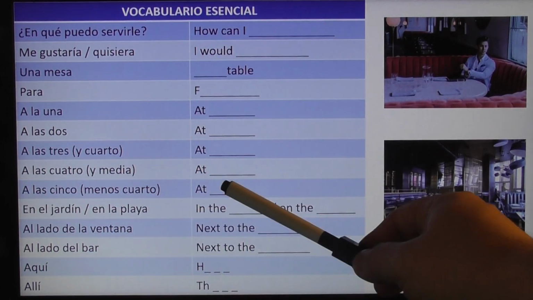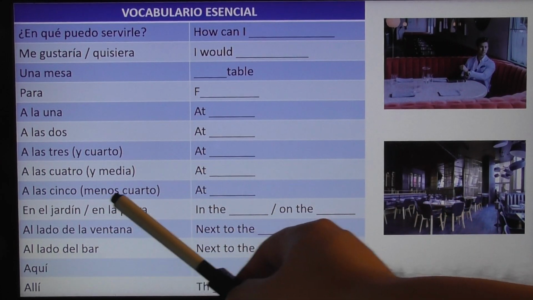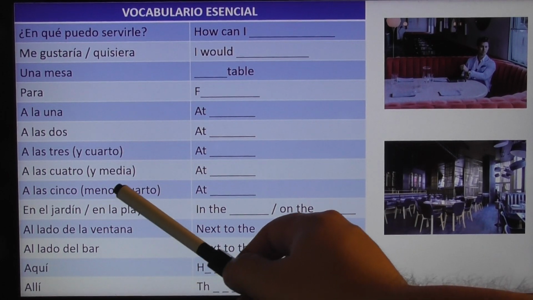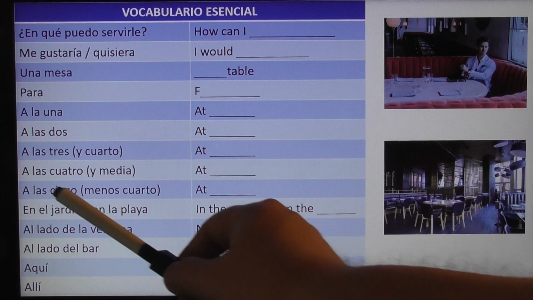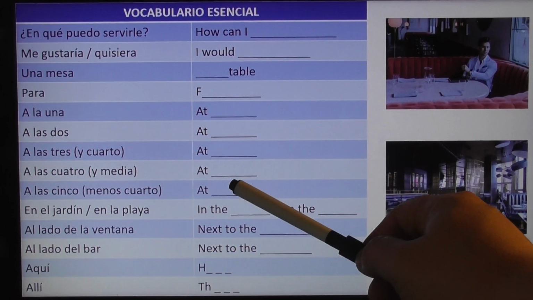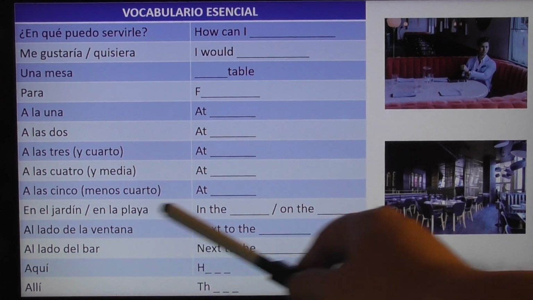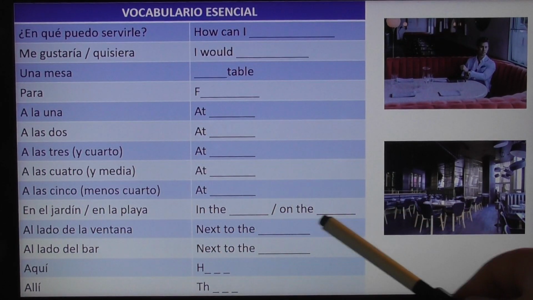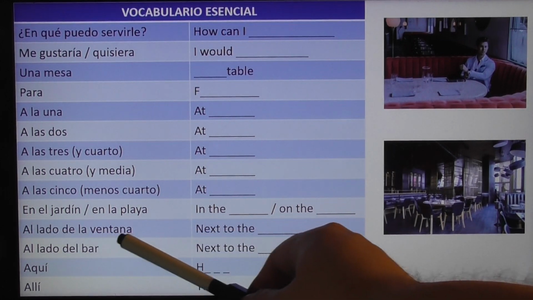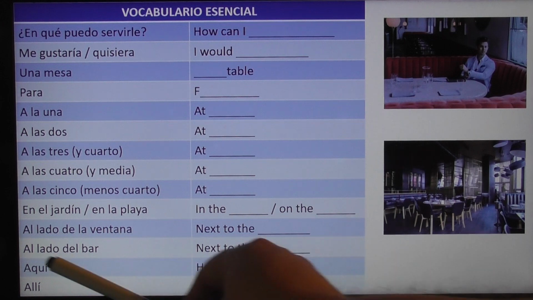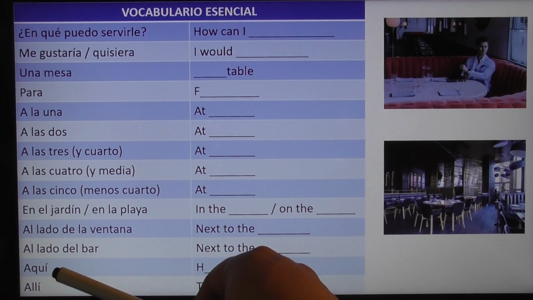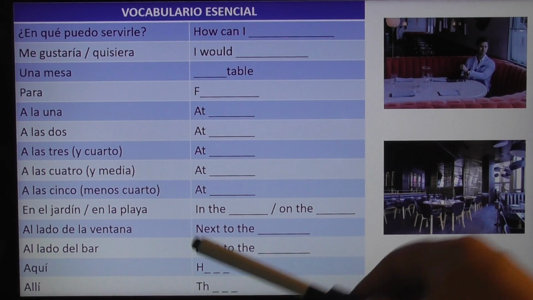A las cinco, at 5. However, if you say menos cuarto, you might remember when we looked at maths, menos means minus, or less. So therefore, it would be 5 minus a quarter, therefore at a quarter to 5. En el jardín, in the garden. En la playa, on the beach. Al lado de la ventana, next to the window. Al lado del bar, next to the bar. And finally, aquí, here, allí, there.